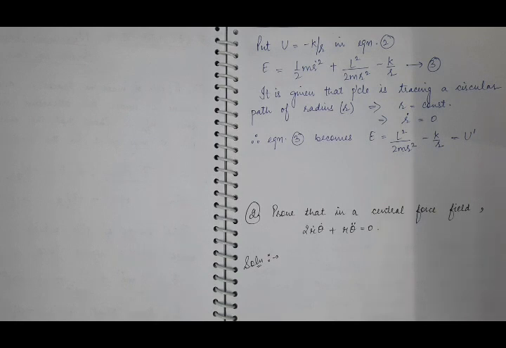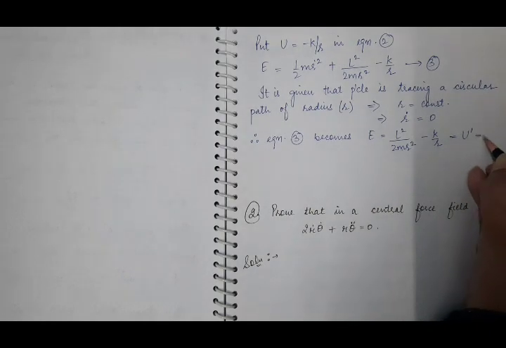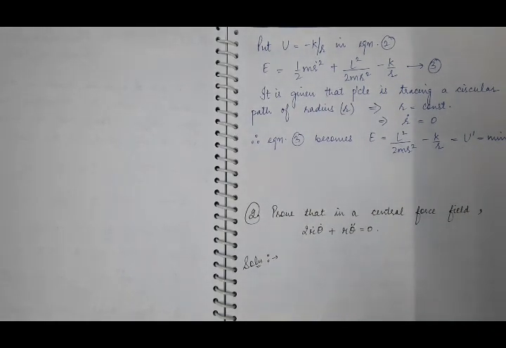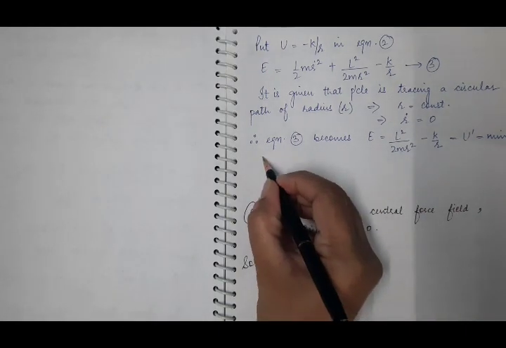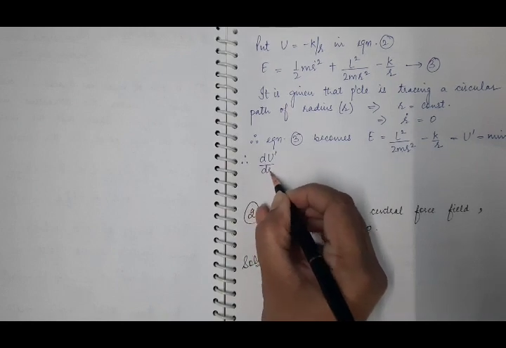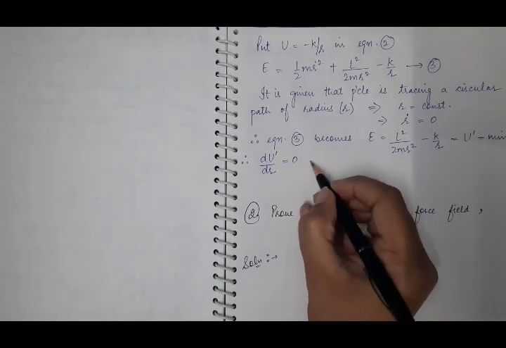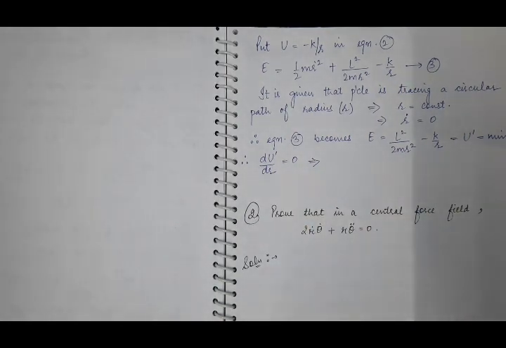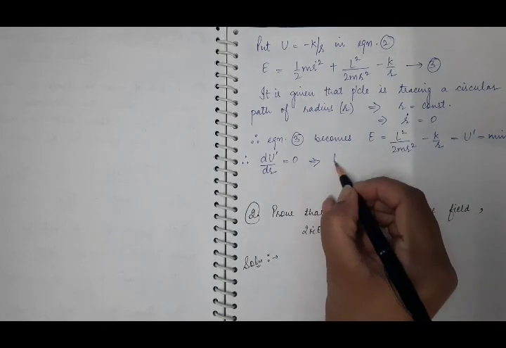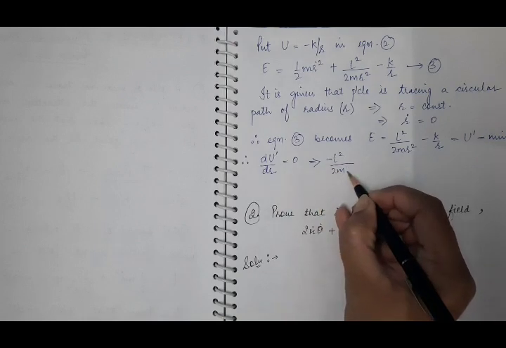So if U dash is minimum, now we will calculate that value of r corresponding to which U dash is minimum in case of circular path. So to calculate its minimum value, U dash will be minimum at some value of r, so its derivative will be equal to 0. So this implies it will be L square by 2m, derivative of 1 by r square, it will be minus 1 by r cube.